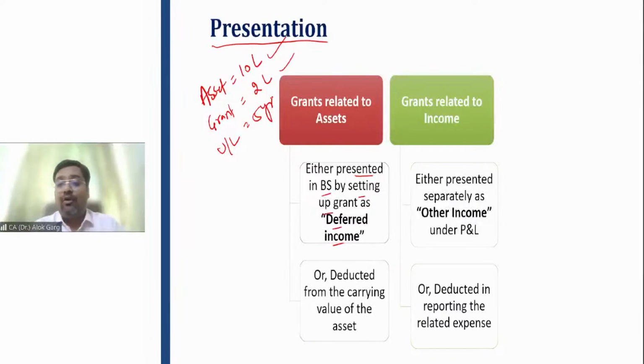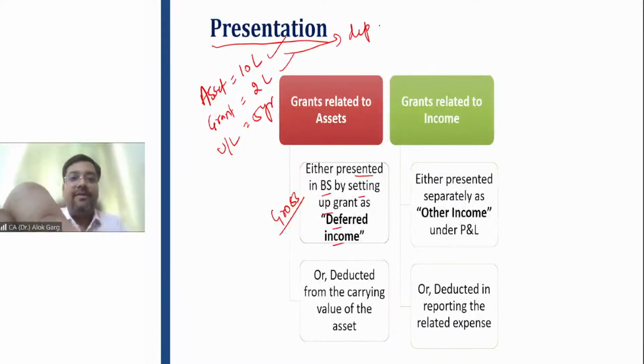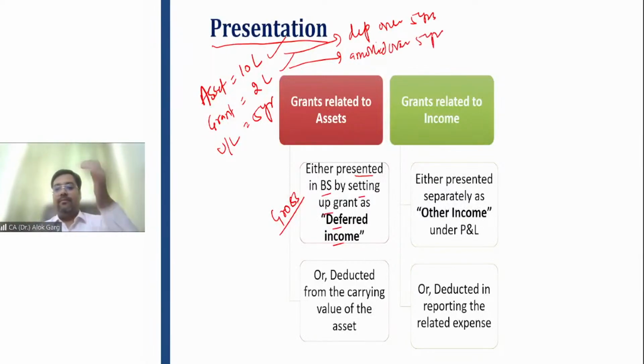So going by the gross approach, this is known as the gross approach, this 10 lakh rupees has to be depreciated over a period of 5 years. And this 2 lakh rupees is amortized over 5 years, right? So that this grant will be finished and this asset will also be depreciated. This is the gross approach.